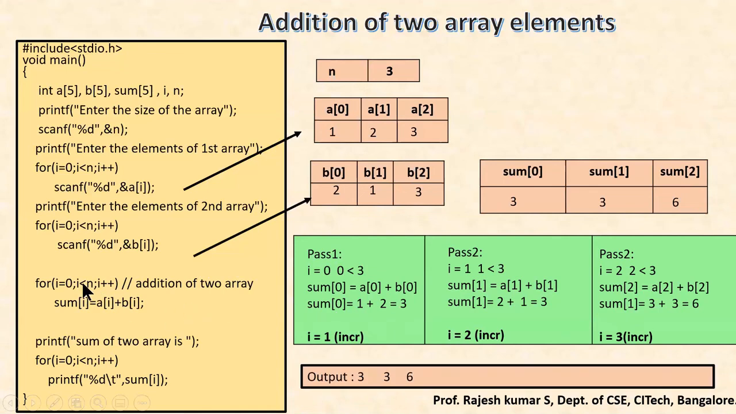i will become 3. 3 is less than 3, the condition becomes false. When the condition becomes false, it will come out of this for loop and print the sum of the 2 array elements on the monitor screen. I have not printed that here, but normally it will print the sum of the 2 arrays' elements.